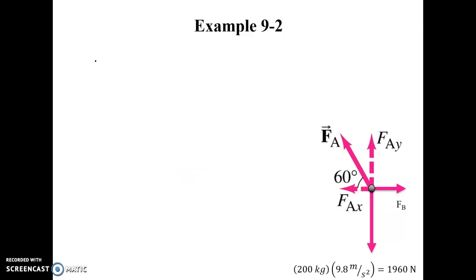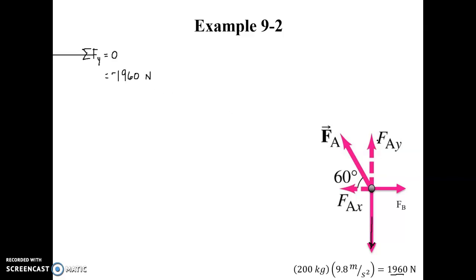So using those two equilibrium equations, I'm going to start in the y direction. Let's sum the forces in the y direction. The sum of those forces will equal 0. So what are the forces in the y direction? Well, we've got the weight of the chandelier acting down of 1,960 newtons. And I'll make that negative because it's going down.